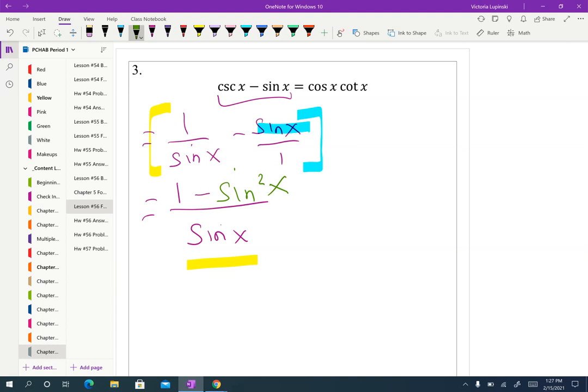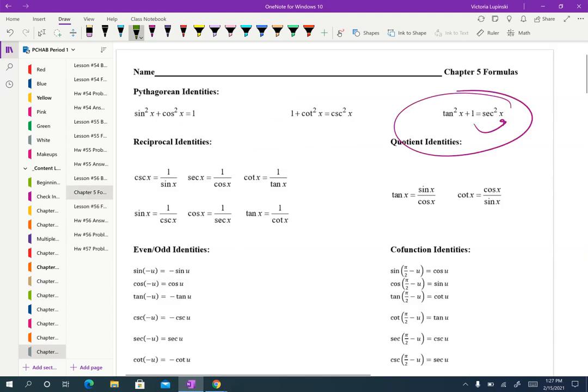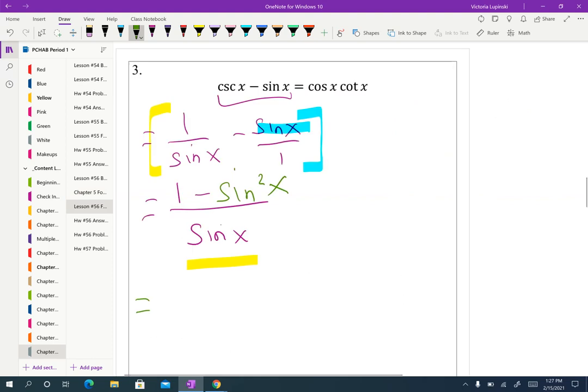Once you see that 1 and once you see that sine squared, you should think to yourself, formula sheet. If you look at your formula sheet and you move 1 minus sine squared to the right, that's going to be equal to cosine squared. So I'm going to go ahead and replace my numerator with a cosine squared.